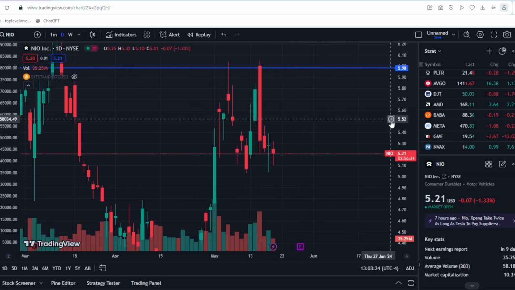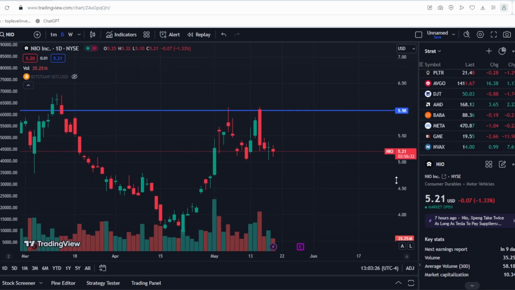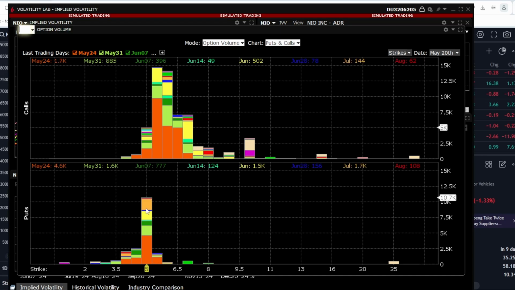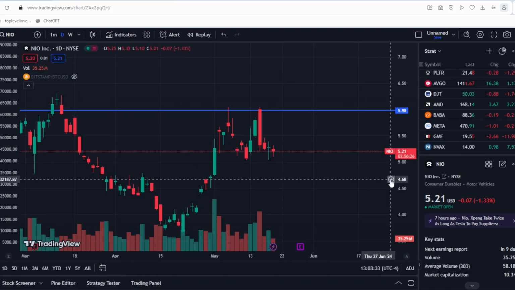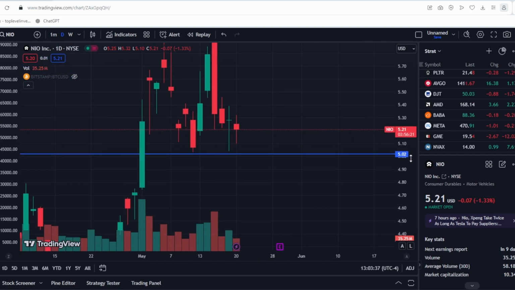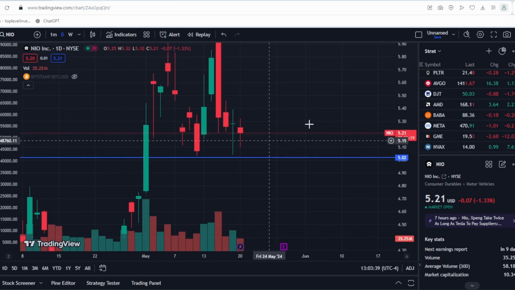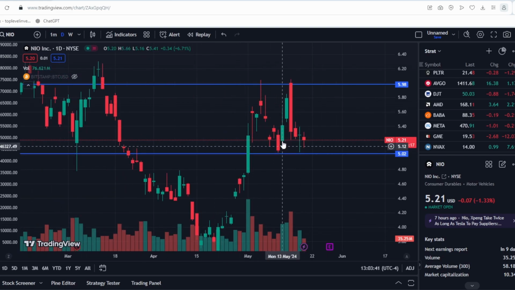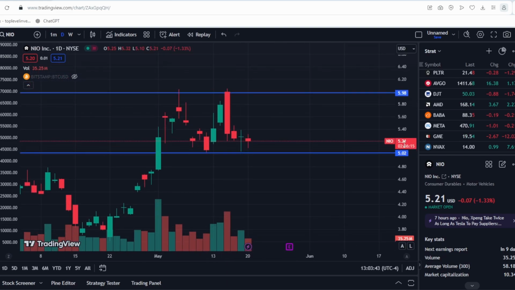As we can see, the stock is struggling to break through the $5.50 zone. Additionally, there is a significant volume concentrated around the $5 level, which represents put options. This acts as a support level, explaining why the stock has also struggled to break below $5. By examining the options market, we can identify these support and resistance levels in detail, which is critical for understanding market dynamics.